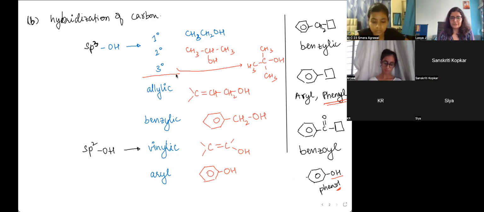That's why I drew a line over here. So primary, secondary, tertiary only deals with how many more carbons the main one is attached to. And allylic, benzylic, vinylic tell what else is going on in the chain. In aryl there is no question of that. Aryl is just the aromatic ring structure, that's it. Benzene ring.